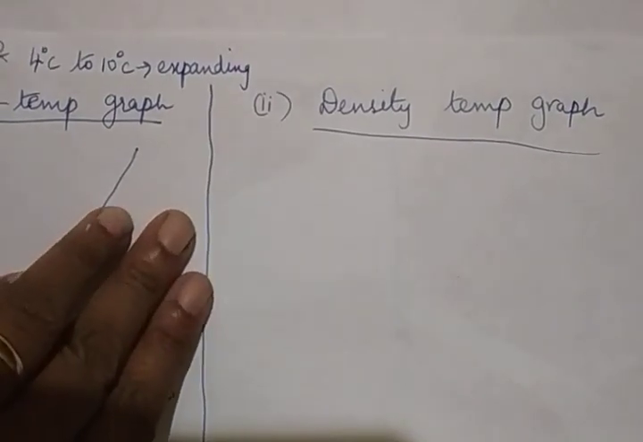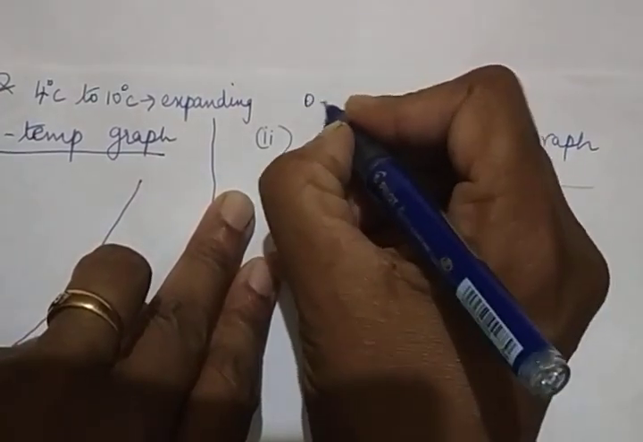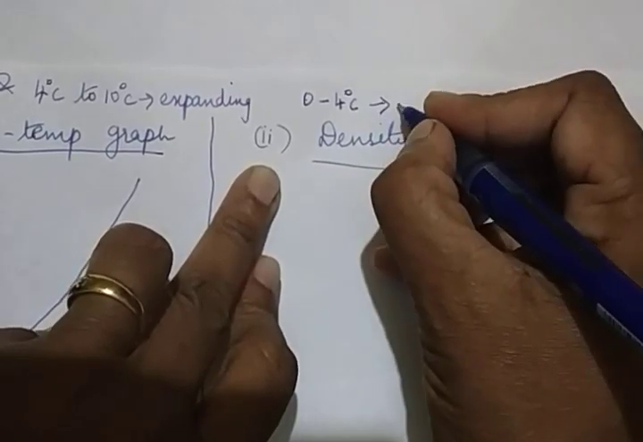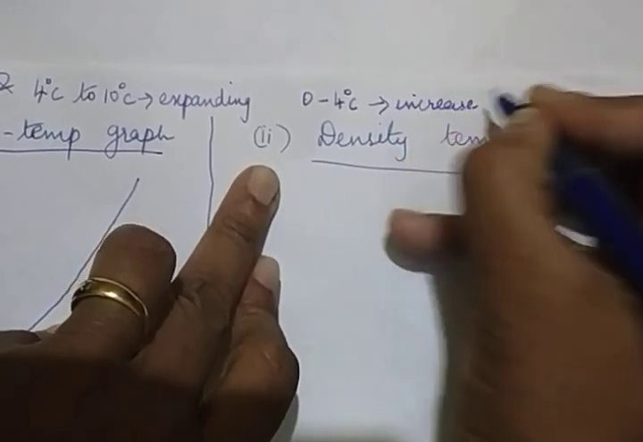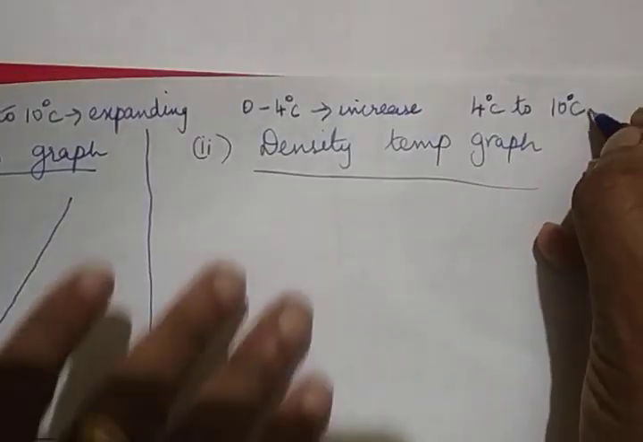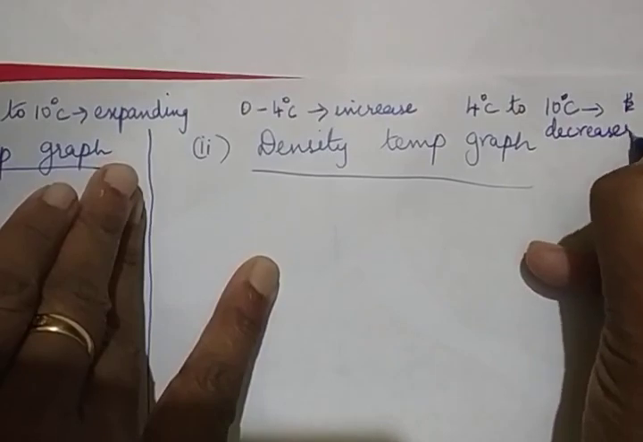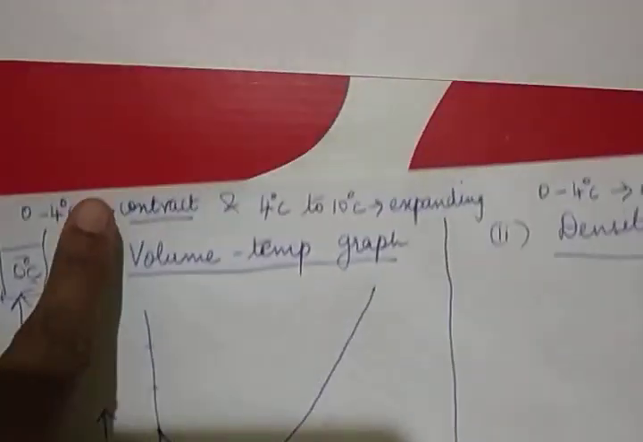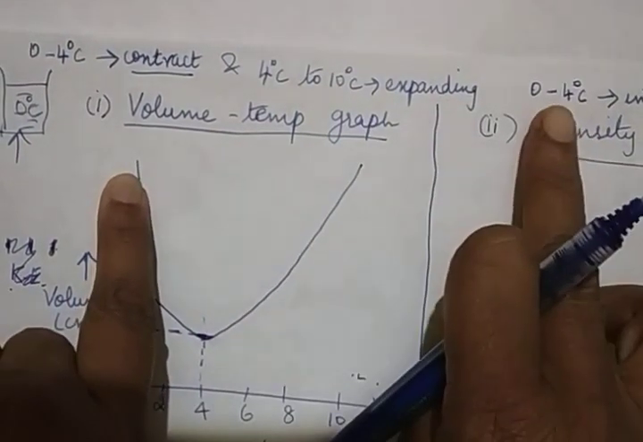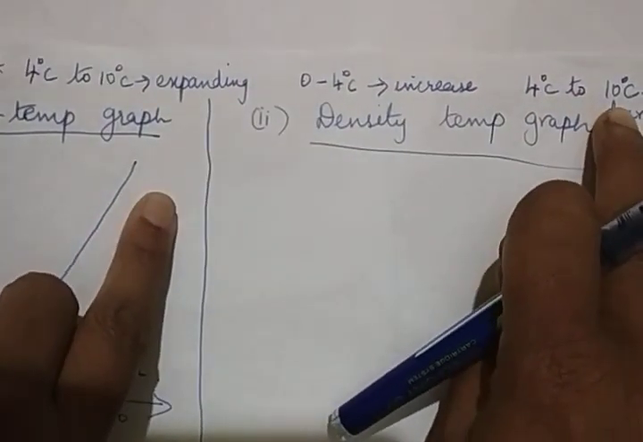So when I heat water from 0 to 10, same thing. When I talk about density, when I heat from 0 to 4 degrees Celsius, density will increase, and 4 to 10 degrees Celsius, density decreases. Is it clear? So in volume, 0 to 4, it was contracting, 4 to 10, it was expanding. Here it is opposite. 0 to 4, density increases, and 4 to 10, density decreases.